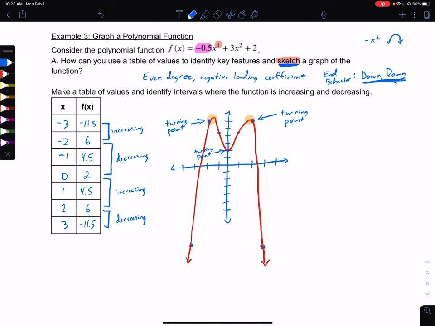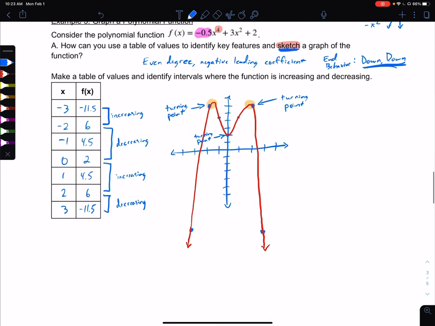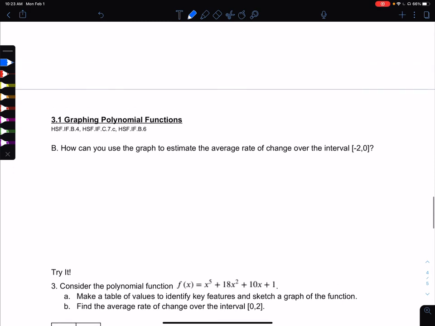You could figure out x and y intercepts from here. Again, we didn't really need the graph to determine end behavior, but it does help to verify that. So let's run with that. Now, that was part A. Let's take a look at part B.